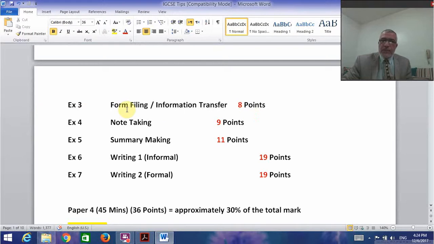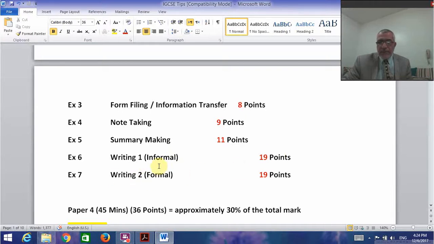Exercise 3, which is form filling or information transfer, and this is out of 8. Then you have note-taking or note-making sometimes, and this is out of 9. And then you have the summary task, summary making, out of 11. Then writing 1 and writing 2, and writing 1 is always the informal one that requires you to write an email or a letter to a friend or someone you know, and this is out of 19.